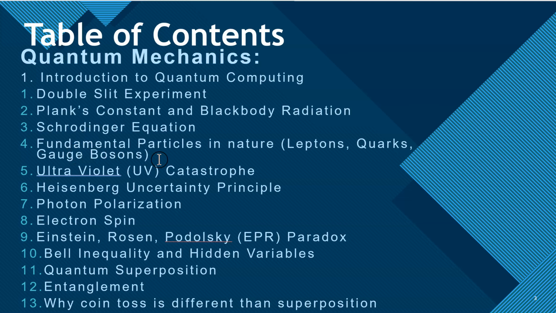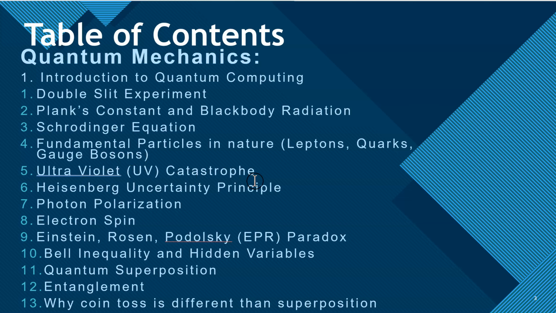And then we will talk about the fundamental particles in nature: leptons, quarks, and gauge bosons. There are 3 types of particles: leptons and quarks, which are called fermions, and the gauge bosons. Leptons are electrons, muons, and the tau particle, and there are 6 quarks. The gauge bosons are the W and Z, and the graviton particles. So they are force carriers.